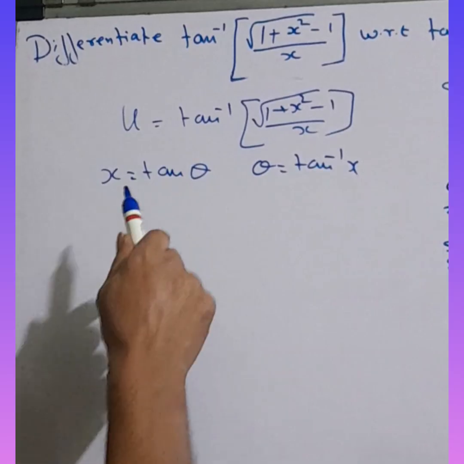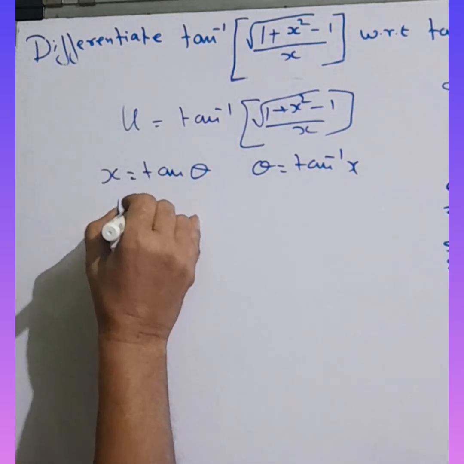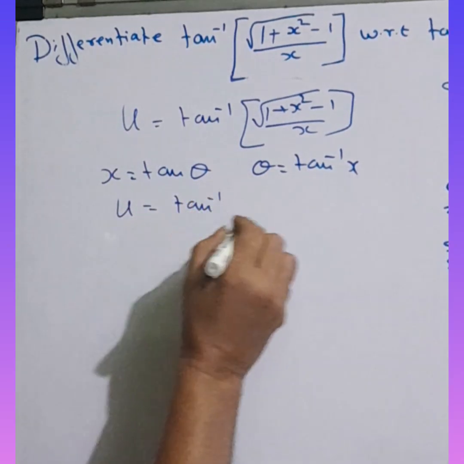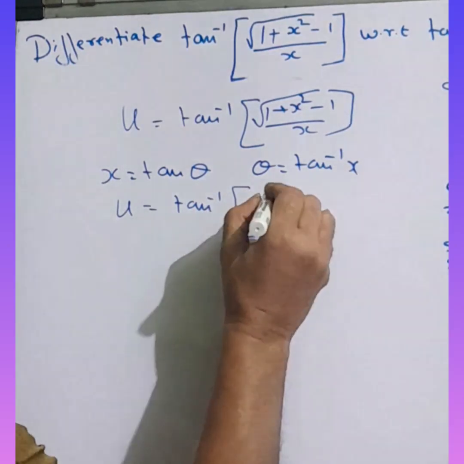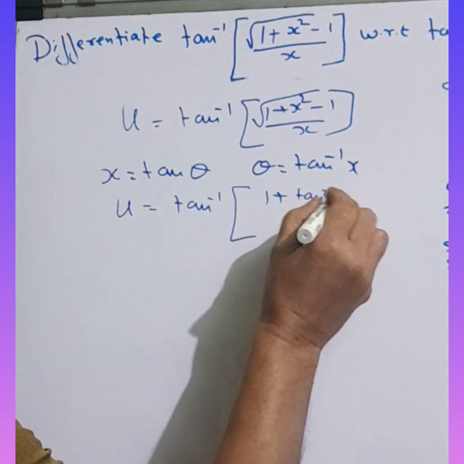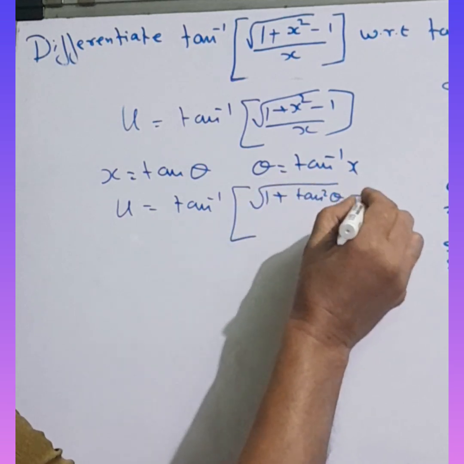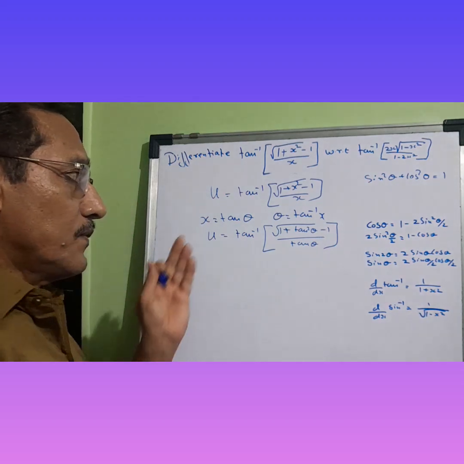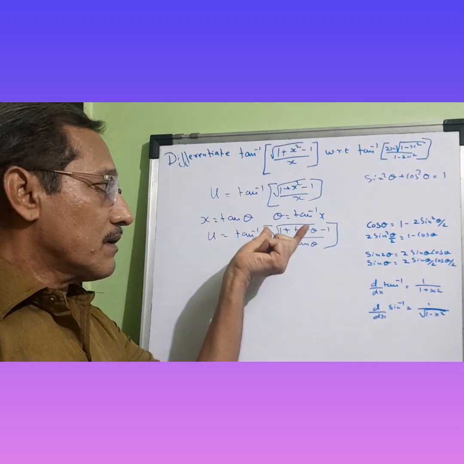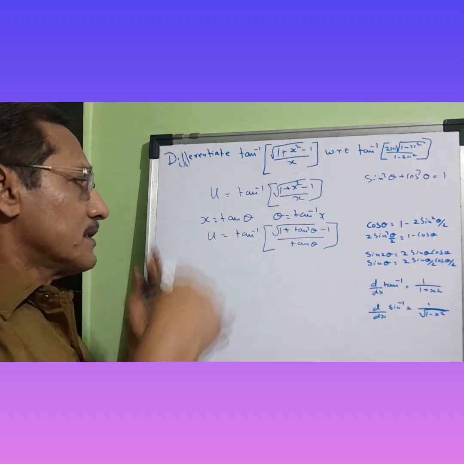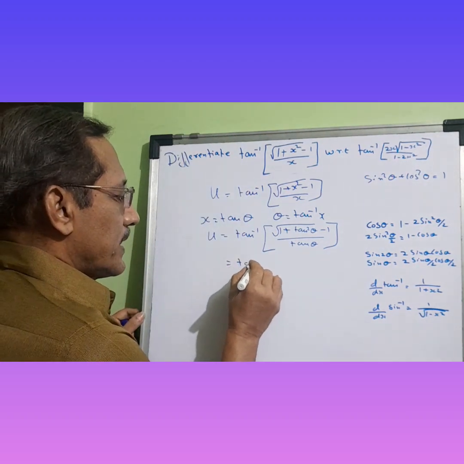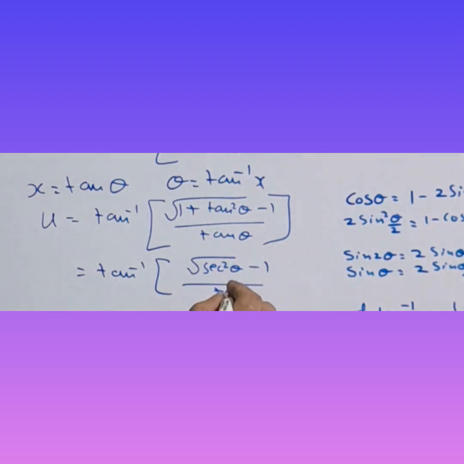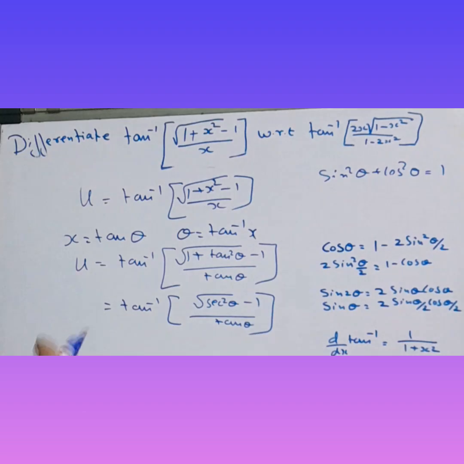Having substituted, now let us put in u. u is equal to tan inverse of the square root of 1 plus tan square theta, minus 1, over tan theta. Now if you have the formula for 1 plus tan square theta, you would straight away write it down. But suppose you have forgotten the formula, then what? Do we leave it at this stage? No. Identity, you know, right?